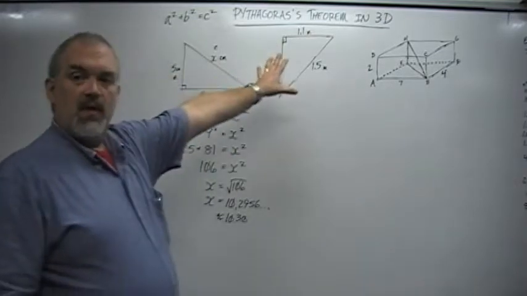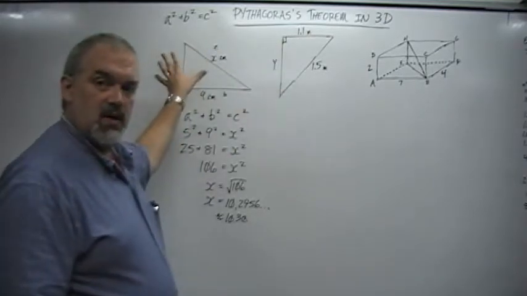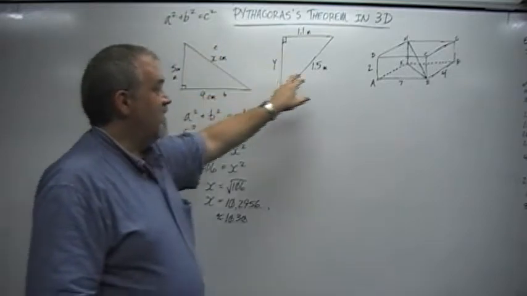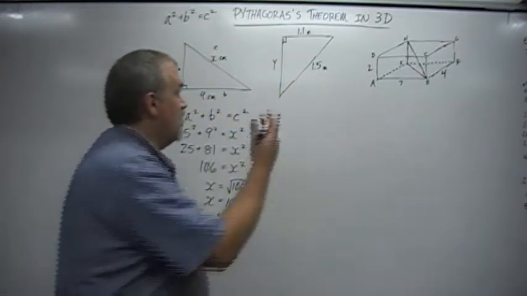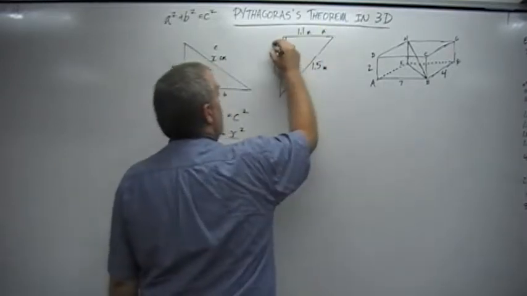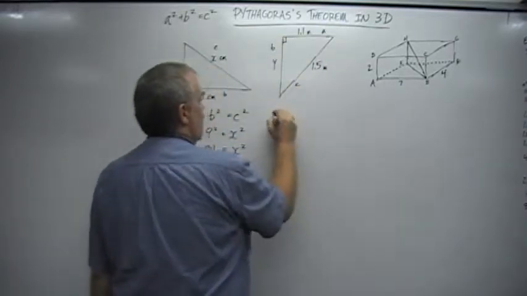Now again, that should be revision. This one should be as well. Why is this problem different from this one? If you don't recognize it, we've been given the hypotenuse here, so we have to figure out a shorter side. Again, we'll label our triangle A, B, C. We're going to write down our formula.